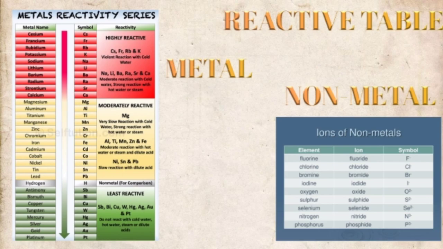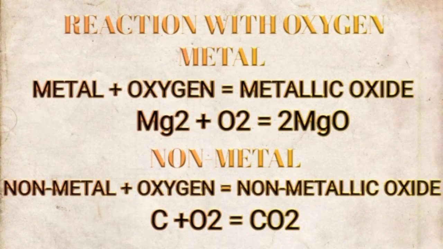Number 1 reactive metal is potassium, which is followed by sodium, then calcium and others, which are magnesium, aluminium, copper, silver, gold, and platinum. Now let's see the reaction of metals with oxygen. When metal reacts with oxygen it forms metallic oxide, which is mostly basic, but sometimes it can be acidic too. For example, magnesium plus oxygen forms magnesium oxide, which is basic in nature, but sometimes it can also be acidic.